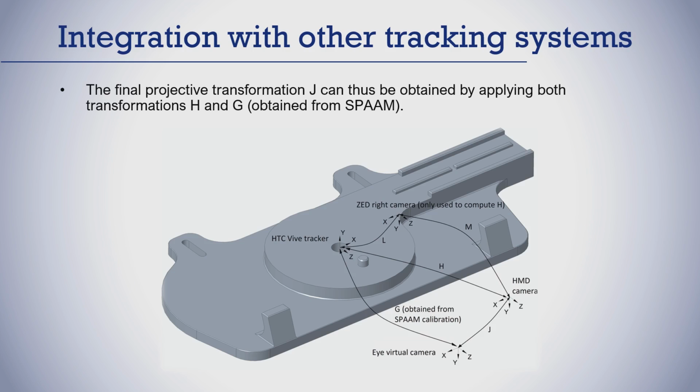So by post-multiplying those two transformations, we obtain the transformation from the tracker to the reference frame of the tracking system of the headset. And then after the calibration using this tracker, we can obtain the final transformation by post-multiplying those two, the DH and the G matrices.